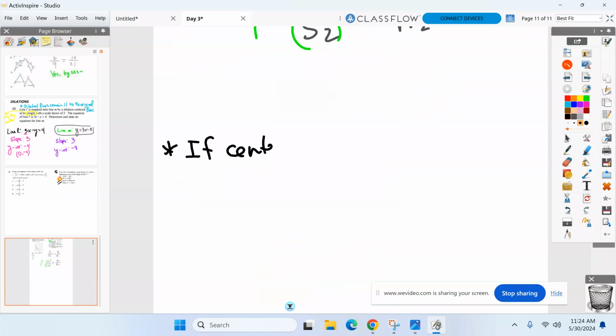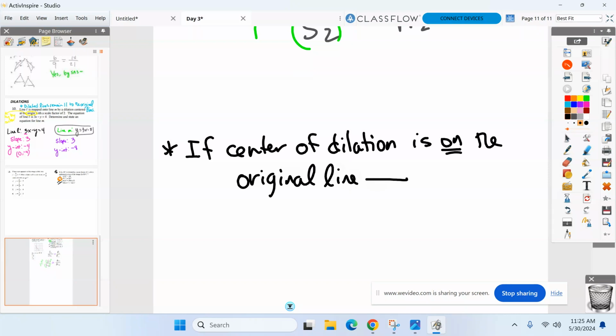So if the center of dilation is on the line, on the original line. Anybody remember what happens? It stays the same. Nothing. Stays the same. Good, Josh. Nice. If the center of dilation is on the line, the image is the same line. So keep that in mind. The Regents loves to poke, make it seem like a complicated problem with a crazy scale factor of 1/9, but the center is actually on the line. It stays the same line. Okay, good.